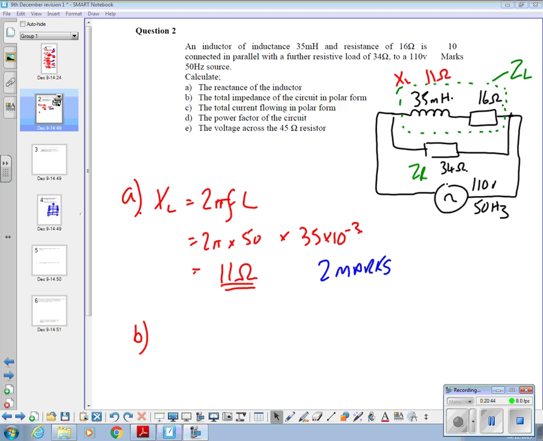Right, who's brave enough to have a go at what the expression is for ZT? ZR plus ZL.